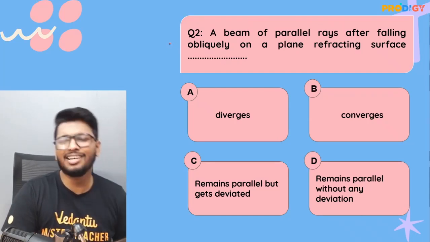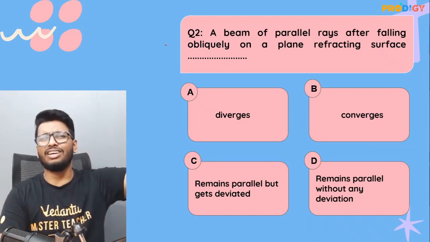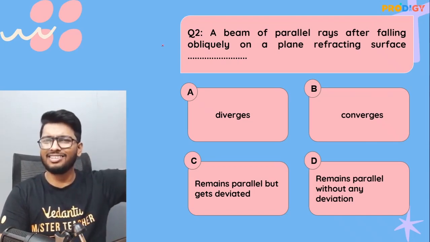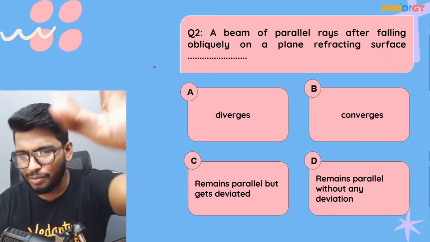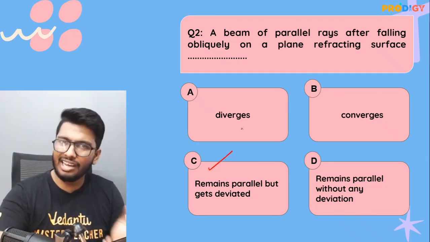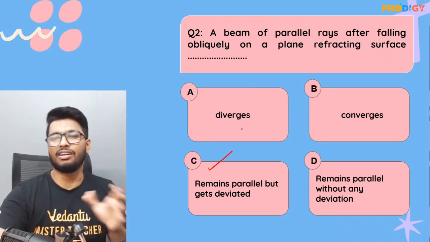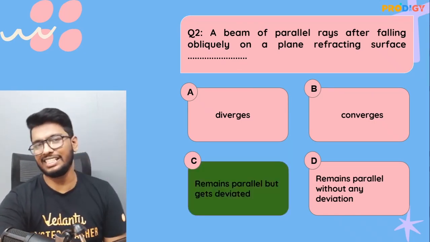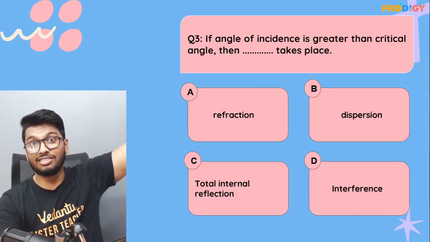Super easy question, guys. I'll give you 5 seconds. I'm hoping that you've already told me the answer. I know you have. So high five to all the people who've gotten it right. But anyways, the answer is going to be option C. It will get deviated, but it'll still remain parallel. The emergent ray will be parallel to the incident ray. That we have seen in the previous session.